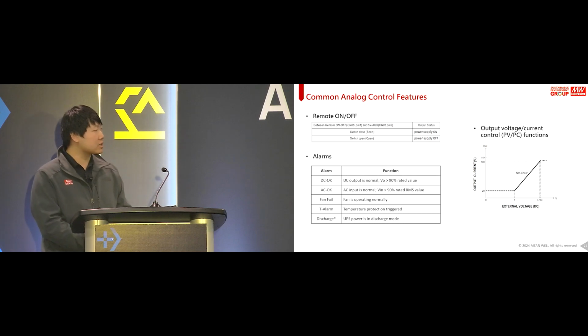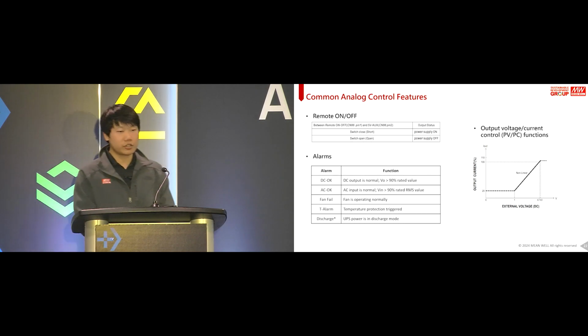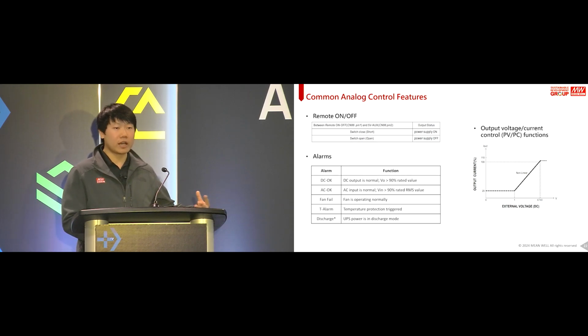So here are just some common analog control features. The remote on-off is definitely one of the most important and most utilized ones. For shutting off the power supply, instead of having to turn the AC breaker on and off, the customer can utilize the remote on-off feature to turn off the DC side to cut power to their devices.